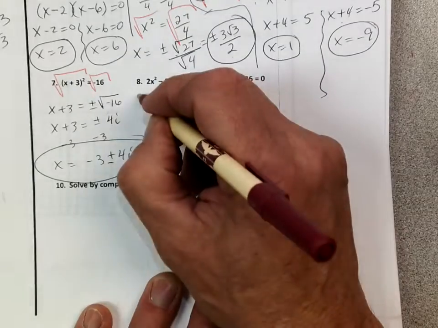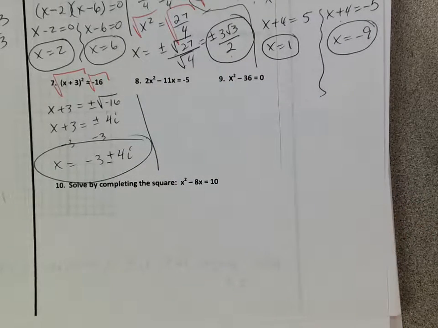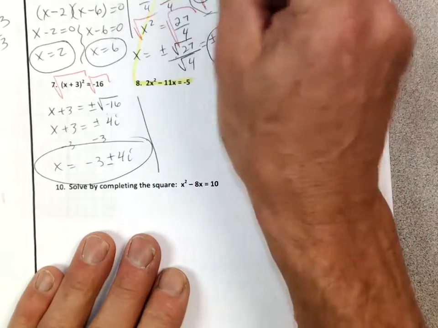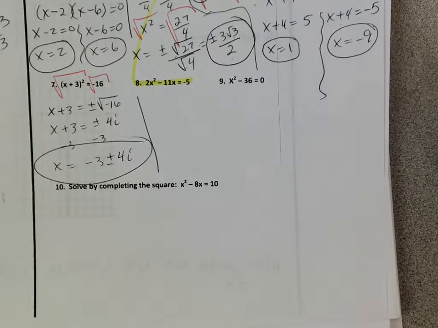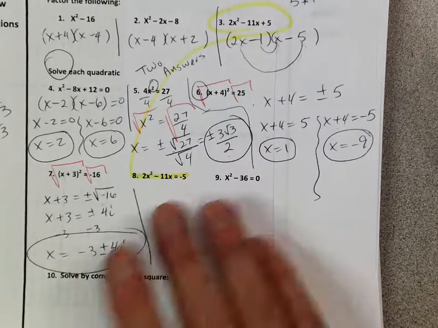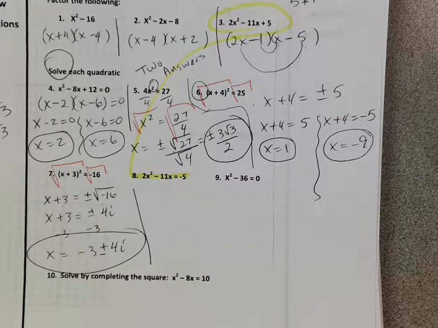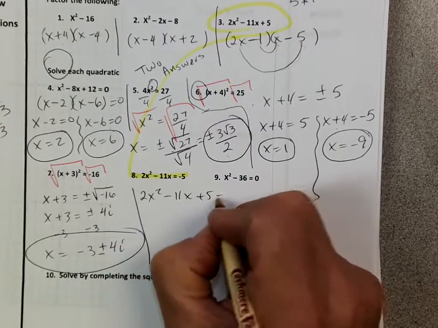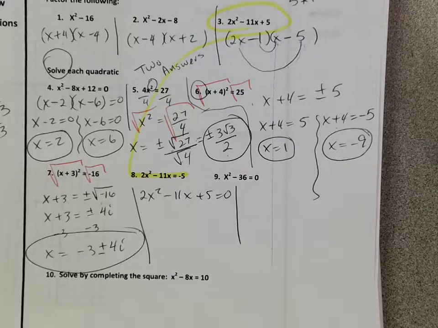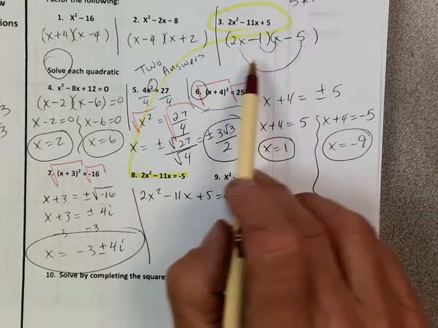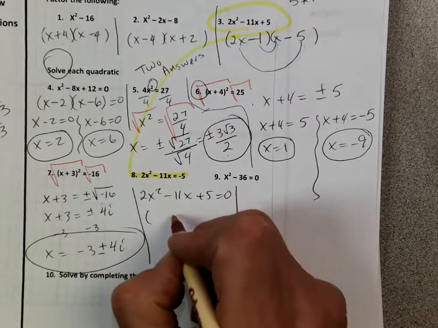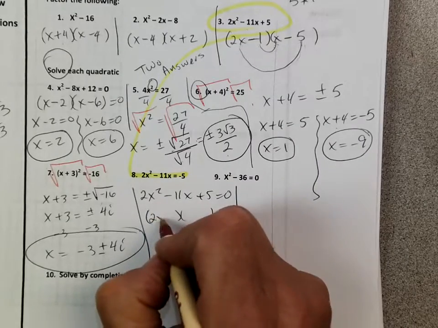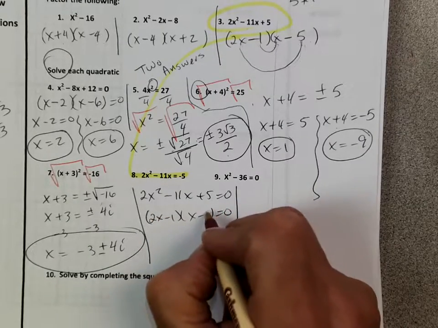Okay, number 8. I really think number 8 is the same problem as number 3. I think 8 and 3 are the same problem. I think they are. I think 8 and 3 are the same answer. So let me bring back over the 5 and see if that helps. So I've got 2x squared minus 11x plus 5, right, equals 0. Okay? I already factored that up here, didn't I? So I already did the factoring, parentheses, right, equals 0. And I factored it into 2x minus 1 and x minus 5, right?